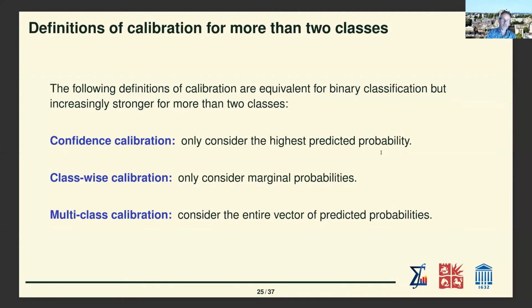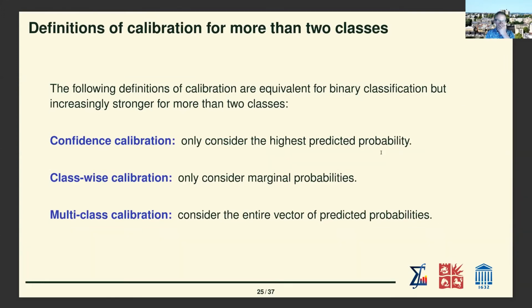all the other ones. We have class-wise calibration, which is essentially a one versus rest type of calibration, considering the marginal probabilities. And then we have full multi-class calibration, which considers the entire vector of predicted probabilities. In 2 classes, all these forms of calibration are equivalent, but for more than 2 classes, they are not, and they become progressively stronger.